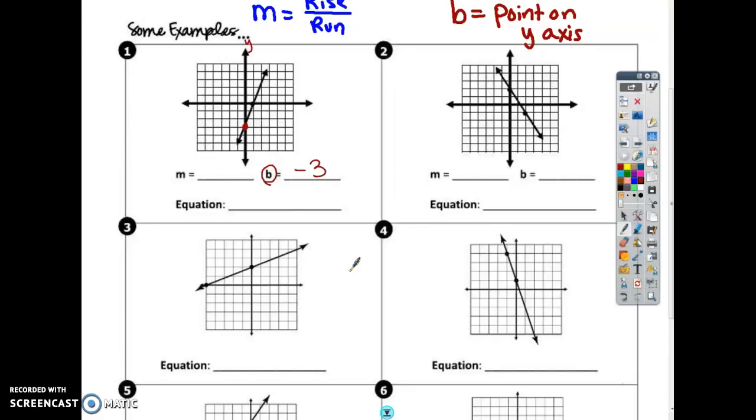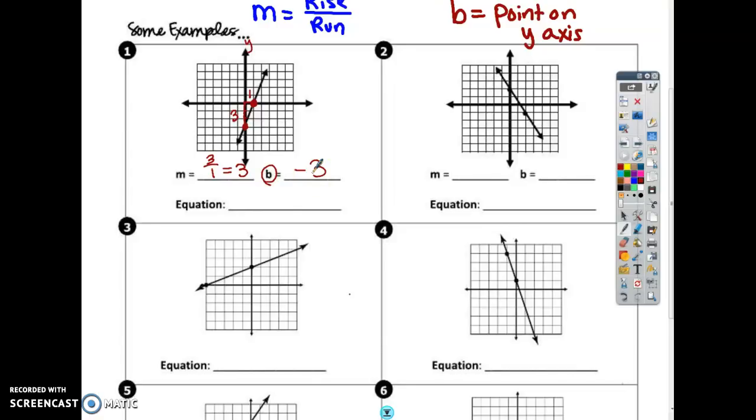And then to find the m, we're going to do the rise over run. So from this point to this point, how much did you rise and run? How much did you go up and over? Let's count. 1, 2, 3. It's like bunny hops. So up 3, over 1. So that's 3 over 1. And when you divide that, that's just 3. So your slope is 3 and your y-intercept is -3.